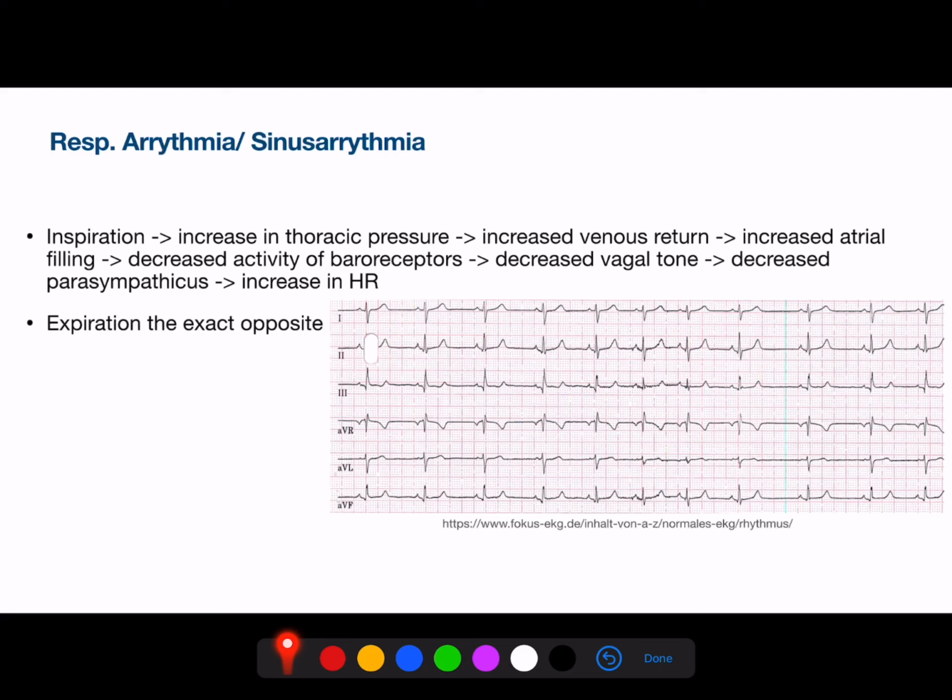And when you have the expiration, the mechanism is the exact opposite. But as you can see, there's a P wave in front of every complex. There's a QRS complex. The PQ time is below 200 milliseconds. The QRS is below 100 milliseconds. And the rhythm is regular, except here there's the inspiration and then there's the expiration at this part.